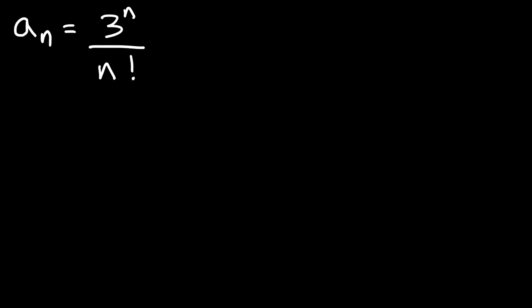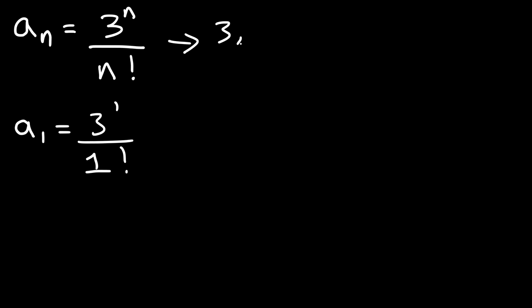So let's begin by establishing if it's increasing or decreasing. So let's write out the first 5 or 6 terms. So let's start with a sub 1. That's 3 to the first power divided by 1 factorial, so that's just going to be 3. Now a sub 2, that's going to be 3 squared over 2 factorial.